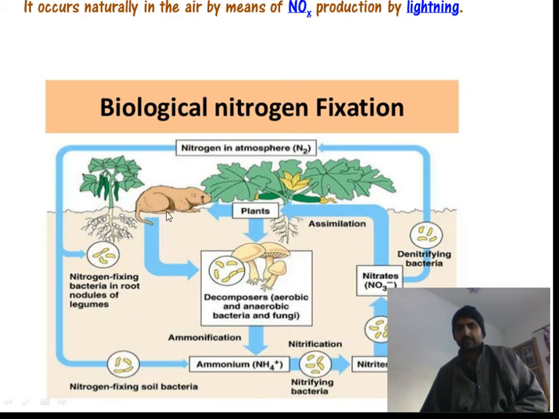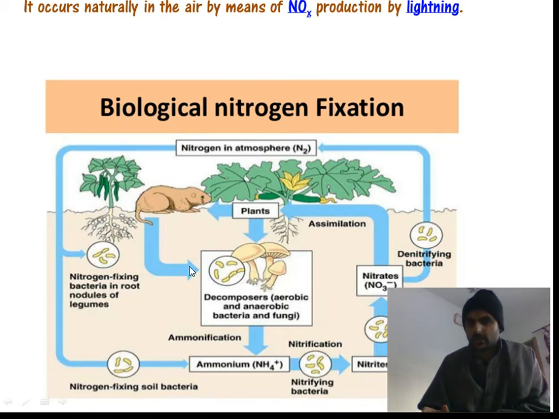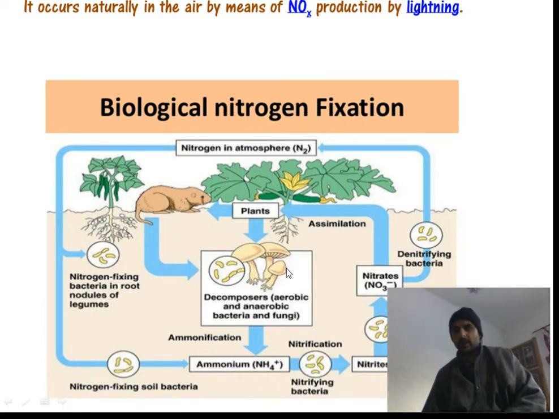Another method is that, as you can see here, this is an animal, and animal excreta is also very rich in nitrogenous compounds. Also decomposers, such as fungi or mushrooms, release ammonium into the soil, which then again goes through these steps.